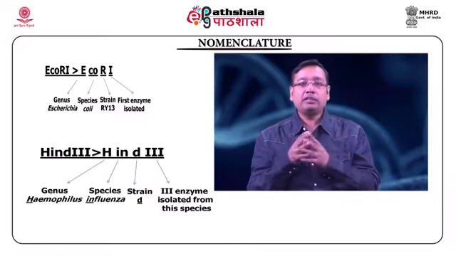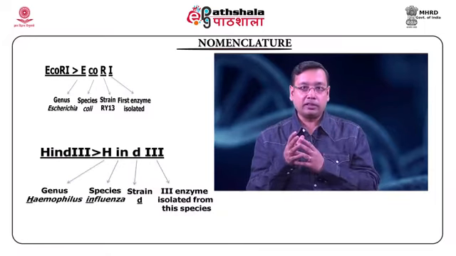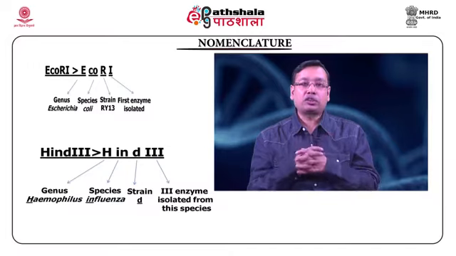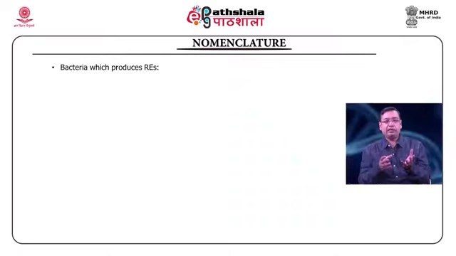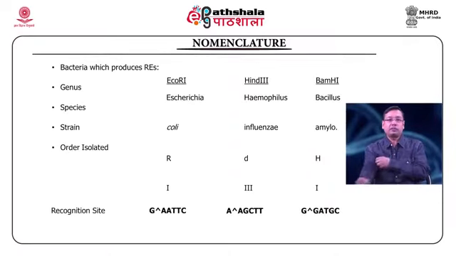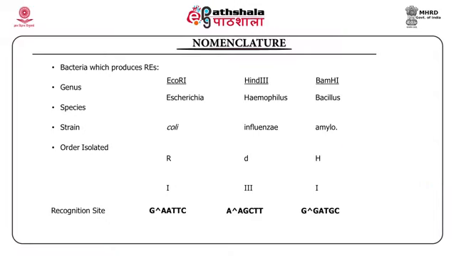Likewise, HindIII. HindIII comes from Haemophilus influenzae, the d is the strain type, and III means it comes from the same bacteria and is the third isolated restriction enzyme. I can give you a glimpse of different restriction enzymes like EcoR1, HindIII, BamHI in a consolidated table showing the genus, the species, the strain, the number of isolation, and the recognition sequences of these restriction endonucleases.